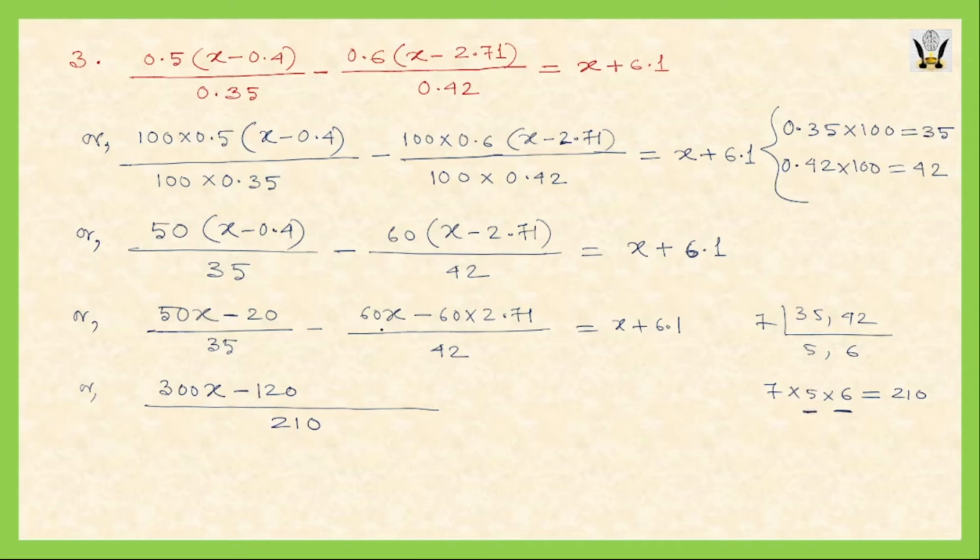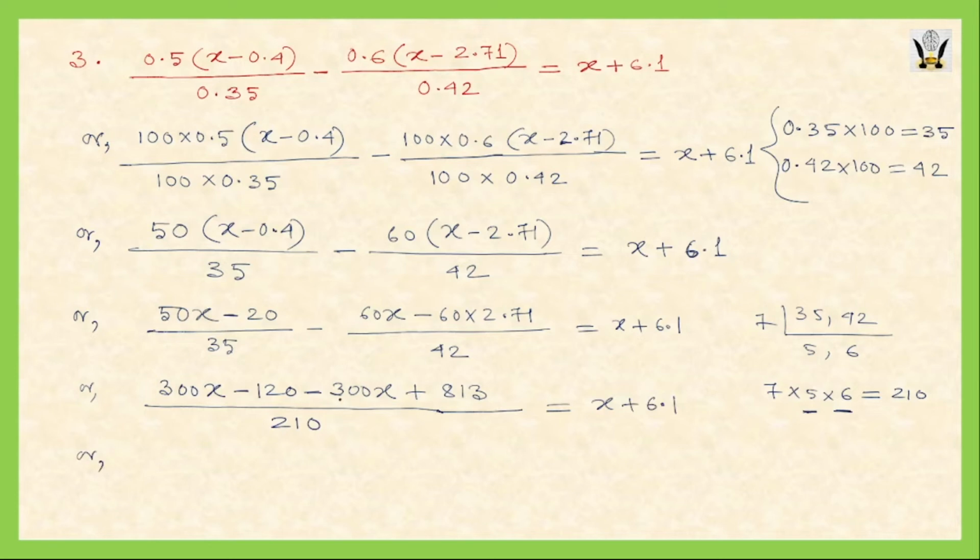Now when 5 will be multiplied by 60 it will again become 300, and this time here we have negative sign, so it will be written like minus 300x. Now when 5 will be multiplied by 60 multiplied by 2.71, then the value will be 813, and here we have minus and here we have minus, so finally it will be plus 813. So I have done the multiplication of these three values 5, 60 and 2.71 in this line only, and then on the other side we have x plus 6.1 that we will be writing.